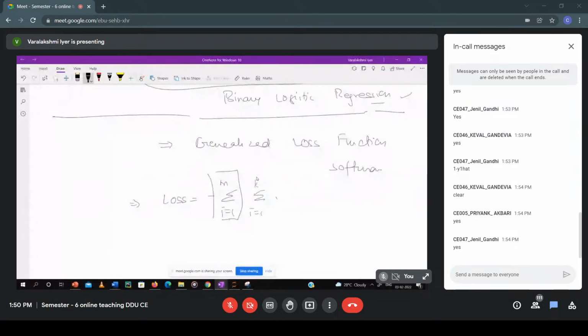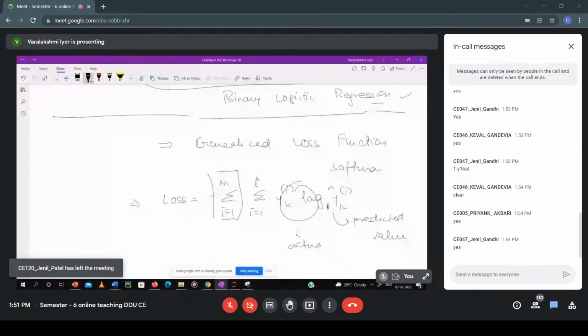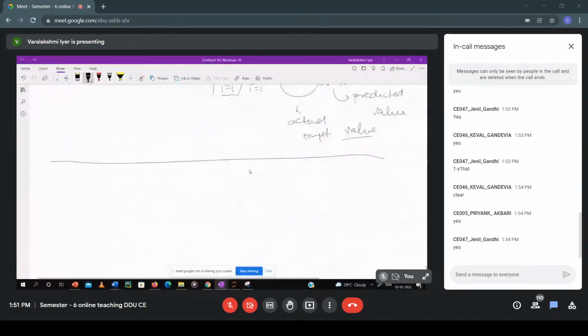Sigma i equals 1 to k, y_k^i times log of y_k^i hat, where this is your predicted value and this is your actual target value. Now, whenever you have a training sample like this, x1, x2, with x11, x12, x21, x22, x31, x32, and this is your y, which is of class 1, 2, and 3.